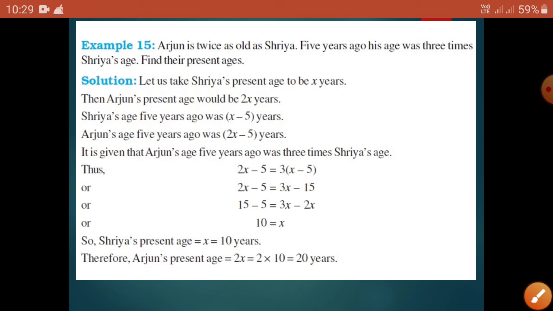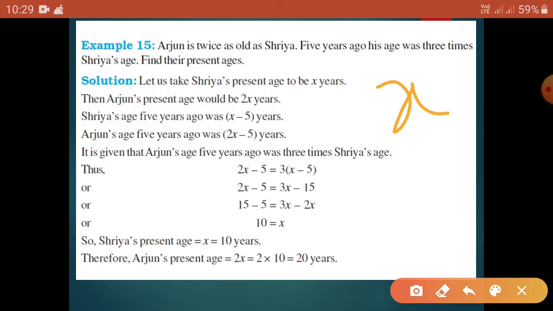Now the question says 5 years ago his age was 3 times Sriya's age. So now we have to find out first what the ages of Arjun and Sriya were 5 years ago. If the age of Sriya is x now, what will be the age 5 years ago? x minus 5. If the age of Arjun is now 2x, what will be the age of Arjun 5 years ago? 2x minus 5.